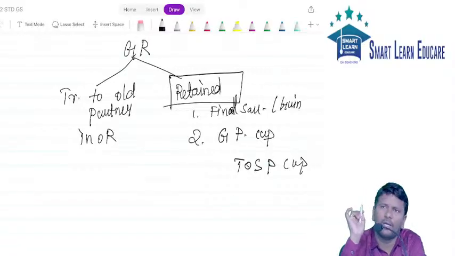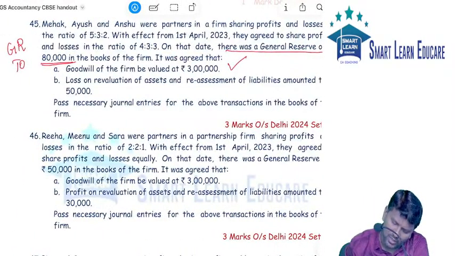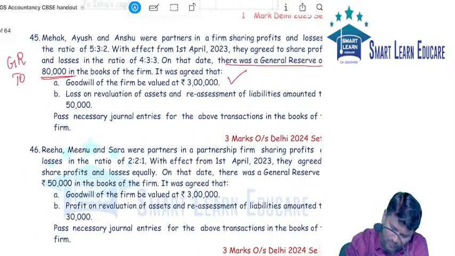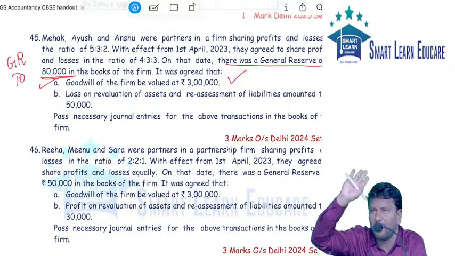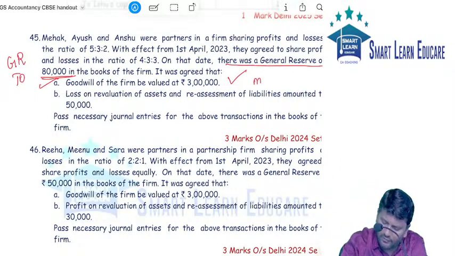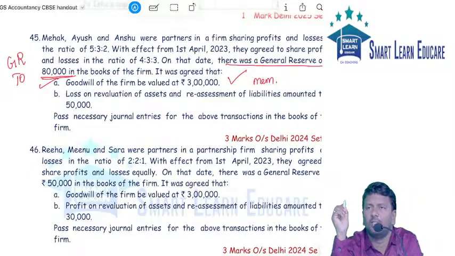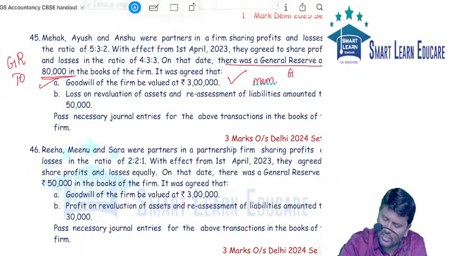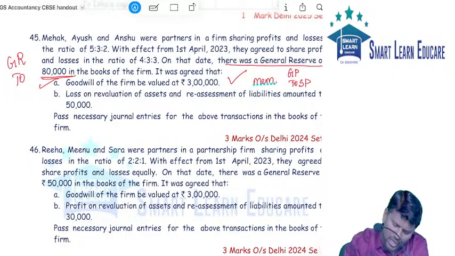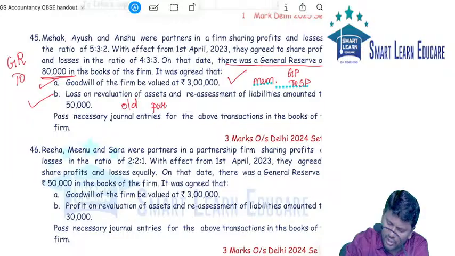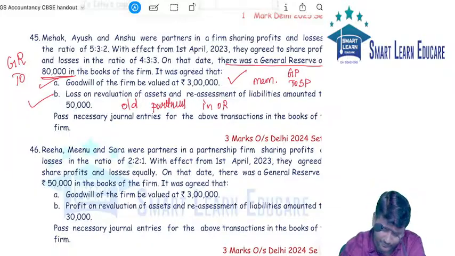In the question, what have they told? First, goodwill normal treatment. Always memorandum method. Which method should we follow for goodwill? Memorandum method. What is the memorandum method entry? Gaining partner's capital account debit to sacrificing partner. Revaluation loss should be transferred to which partners? Old partners. In what ratio should it be transferred? Old ratio.